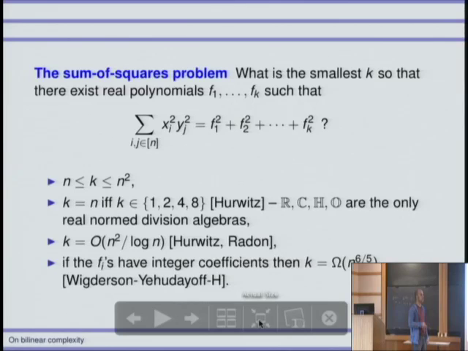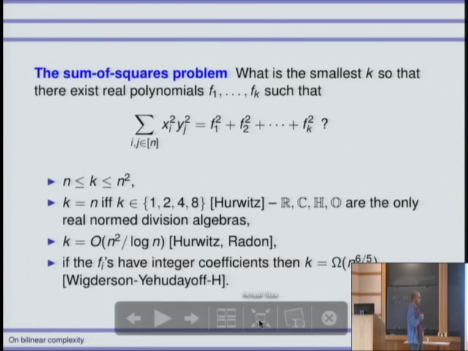For rational coefficients, the same? No, we don't know. Right, because your bound doesn't depend on the magnitude of these integer coefficients. Right, because you can't just scale both sides. So this is the sum of squares problem.